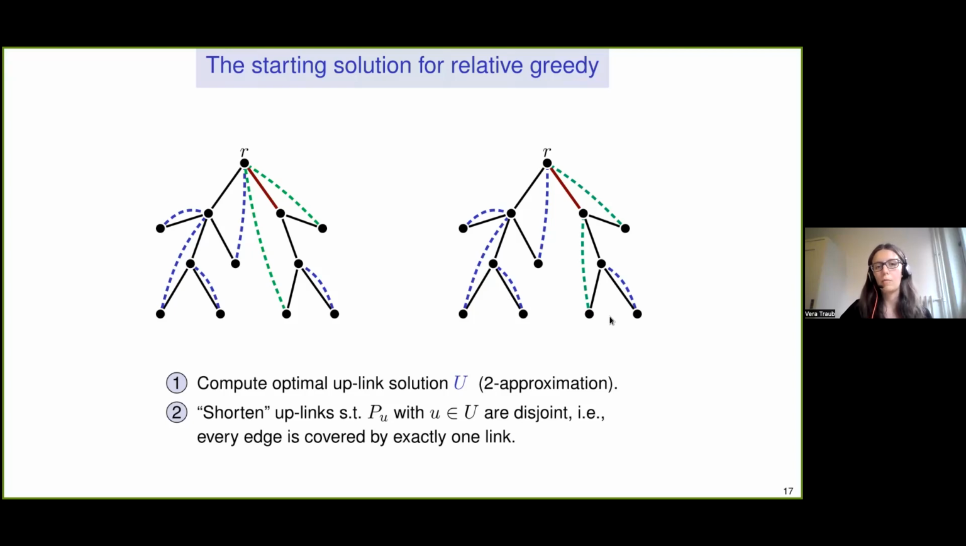So this way, we obtain the starting solution for our relative greedy algorithm, which is this highly structured solution. Namely, we have a 2 approximation, and then we have this structure that we have only uplinks, and every edge is covered by exactly one of the uplinks. So this is quite a lot of structure, and this is something we can use in the following.